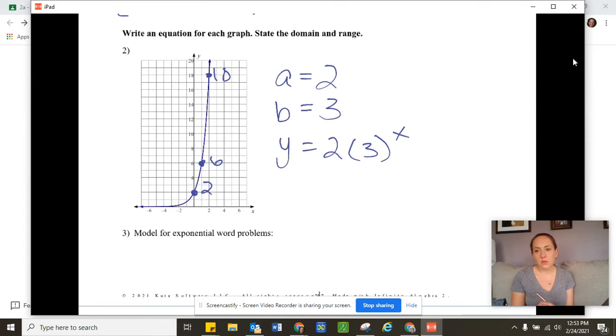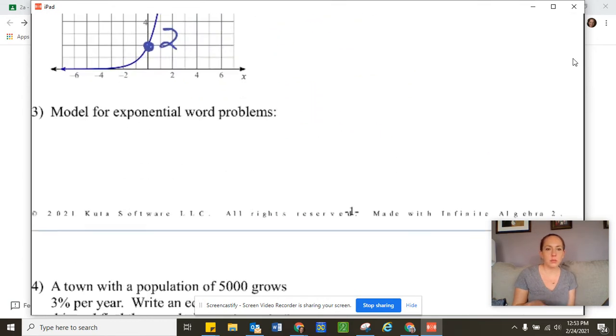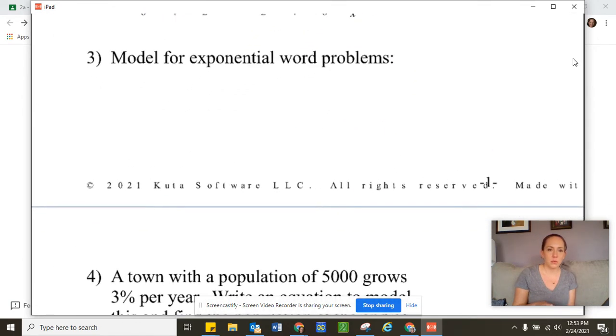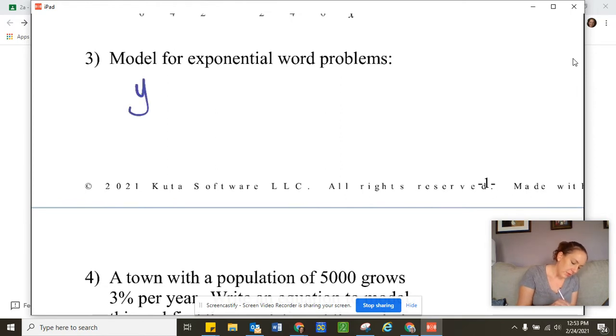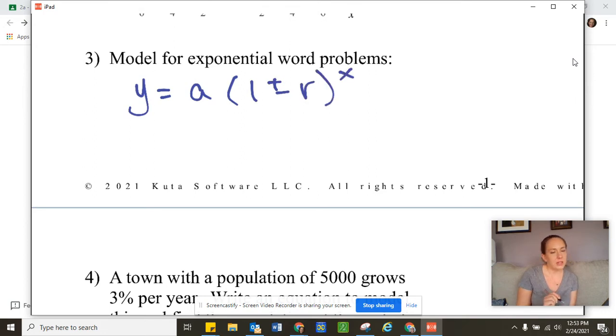For the model for word problems, that's going to be this formula: y equals a times 1 plus or minus r to the x power. So it's very similar to a times b to the x. We just make the b a little bit more complicated. The reason why it's plus or minus is because we can have exponential growth or decay. So it's either going to be bigger than 1 or less than 1, depending on what's happening.